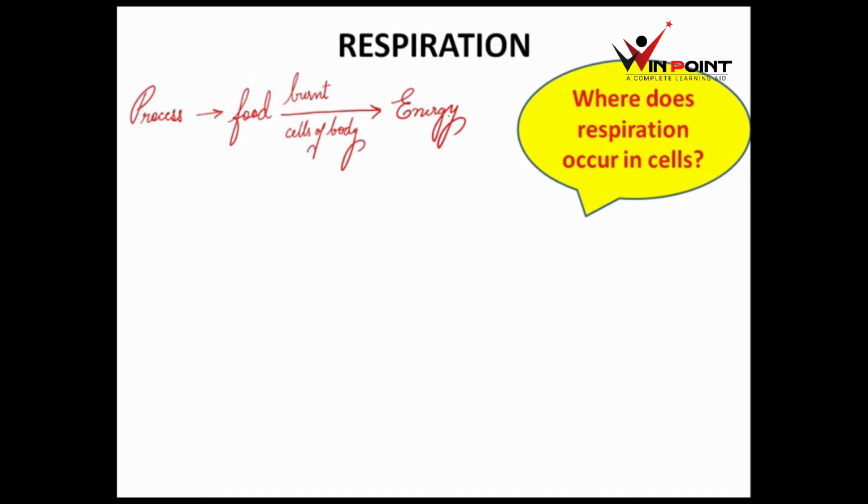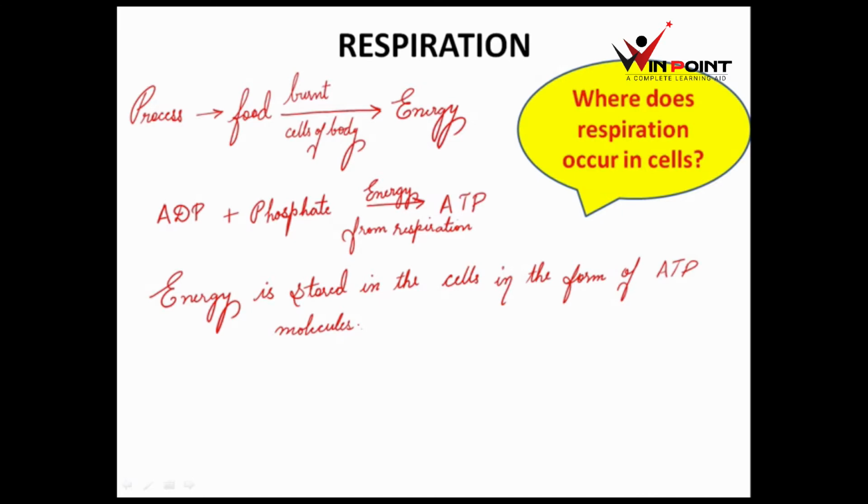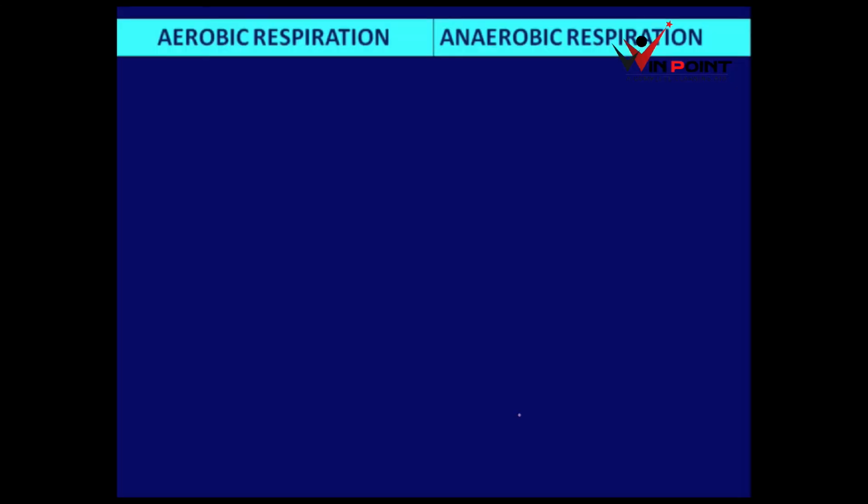The energy released during respiration is used to make ATP molecules, that is adenosine triphosphate, from ADP molecules, that is adenosine diphosphate, and inorganic phosphate. The energy is stored in the cells in the form of ATP molecules. When the cells need energy, ATP is broken down in the presence of water to form ADP and then energy is released.